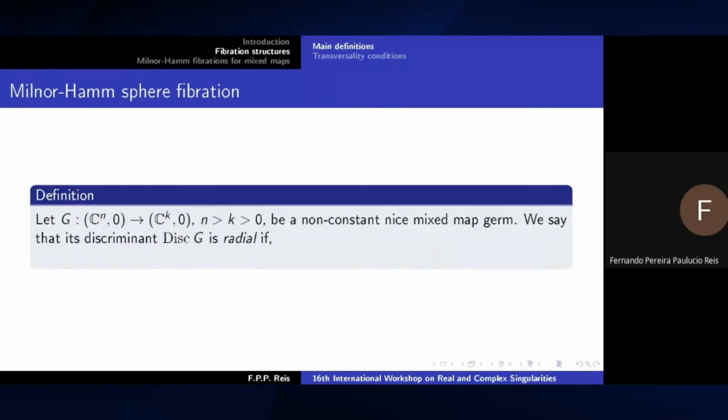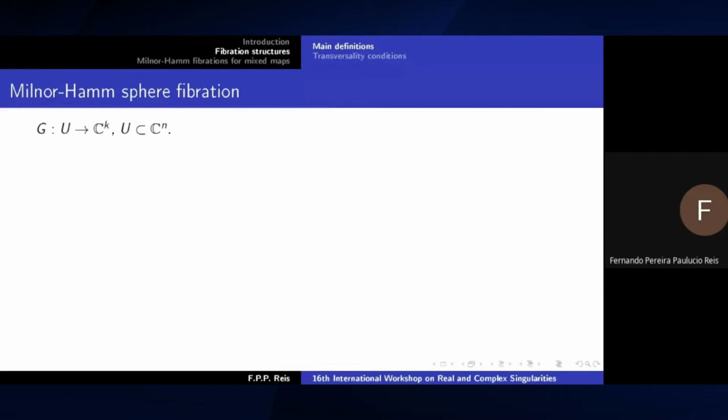Let g from C^n to C^k be a non-constant nice mixed map germ. We say that its discriminant is radial if, as a set germ at the origin, it is a union of real half-lines and just the origin. Let g from U to C^k be a representative of the nice mixed map germ g for some open neighborhood of the origin U. We consider the map given by 2.